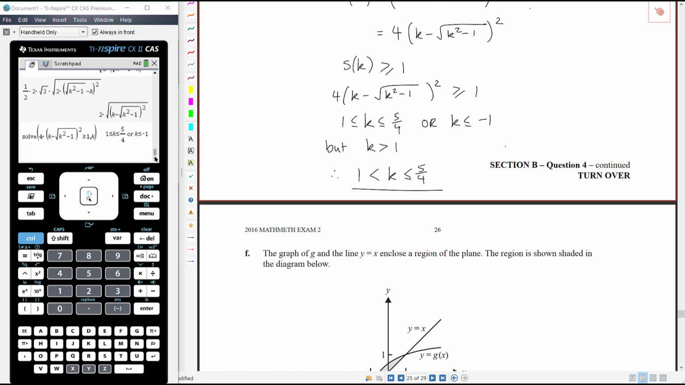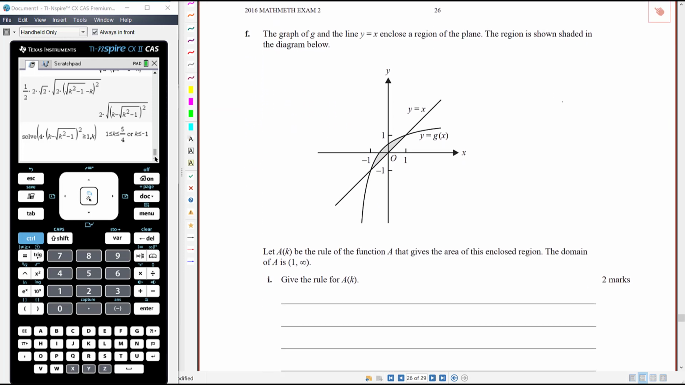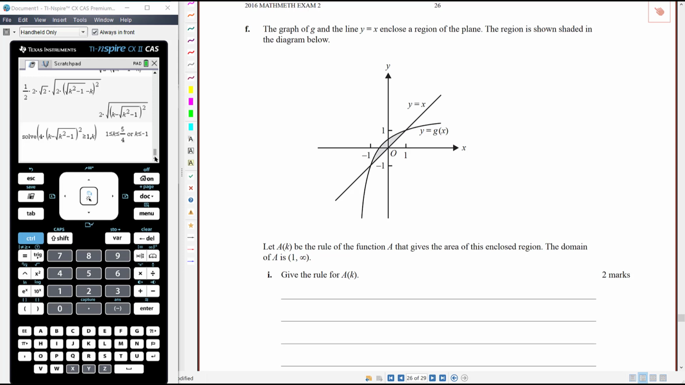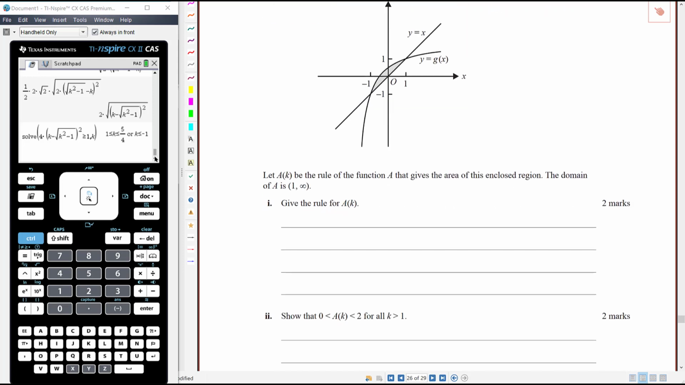Okay, so the graph of g and the line y equals x enclose a region of the plane. The region is shown in the diagram below. Let a of k be the rule of the function a that gives the area of this enclosed region. The domain of a is 1 to infinity. Okay, so it's still saying that k has to be bigger than 1. So this sentence here is essentially still telling you k is bigger than 1.